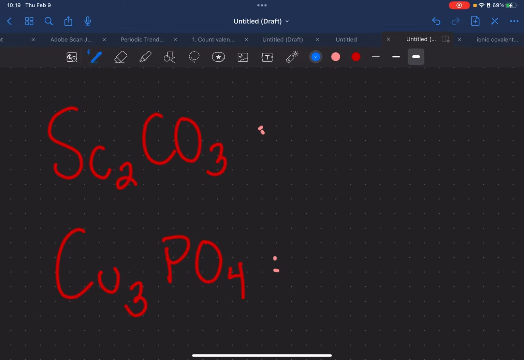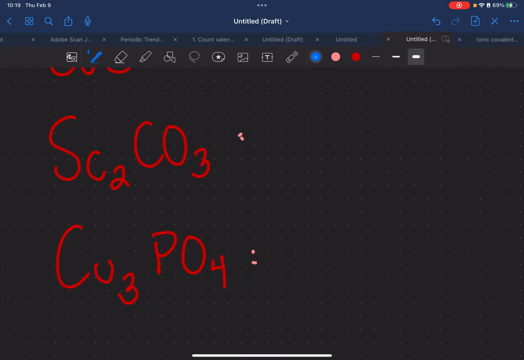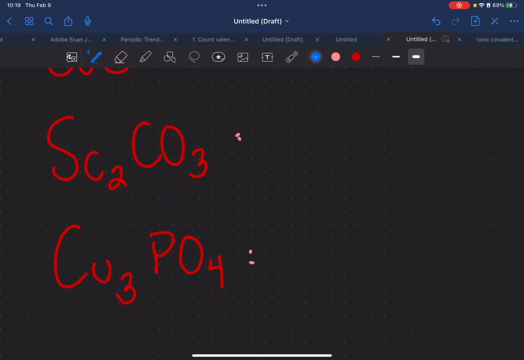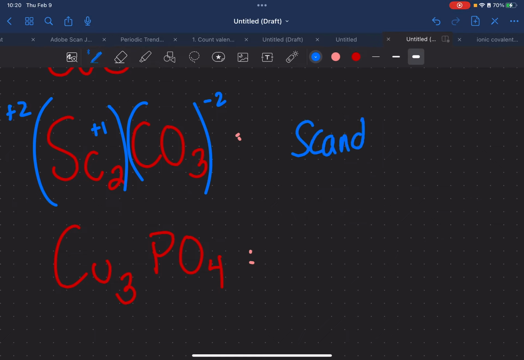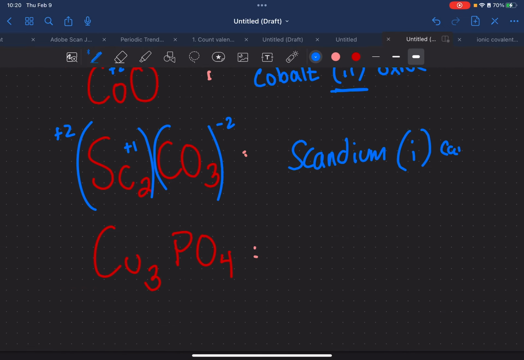Okay, Sc2CO3. I'm going to do these next ones even faster because I'm aware that this video is getting very long. That's got a -2 charge on it. Overall, my scandiums should have a +2, which means that each one individually has a +1. So this is scandium 1 carbonate. That's in your polyatomic ion list.